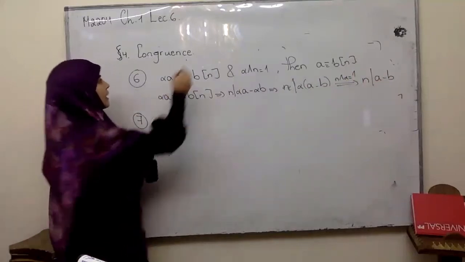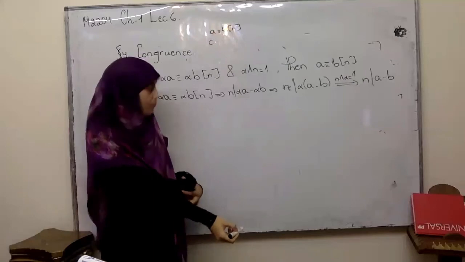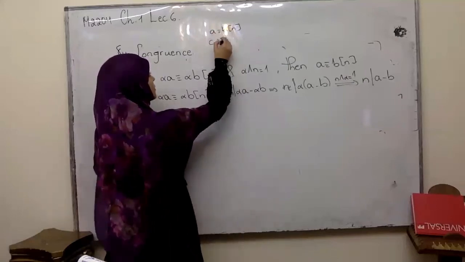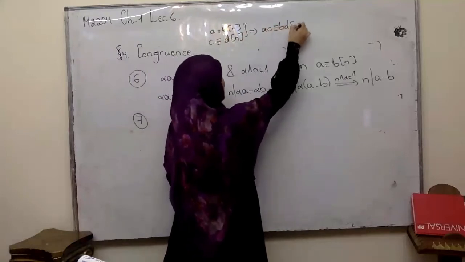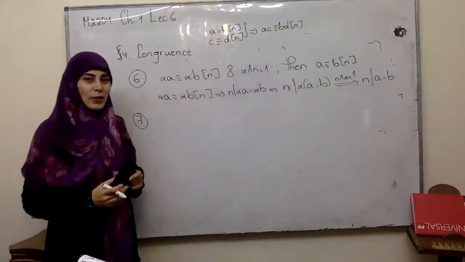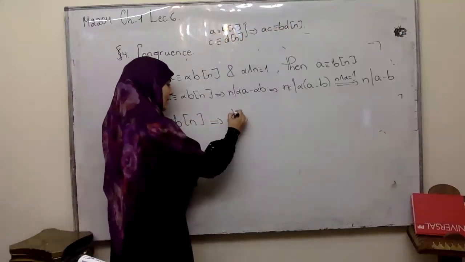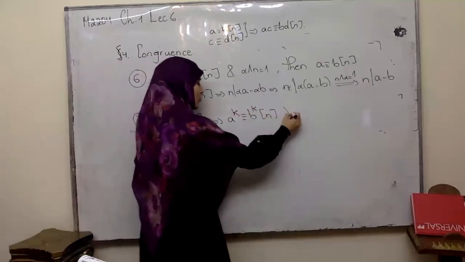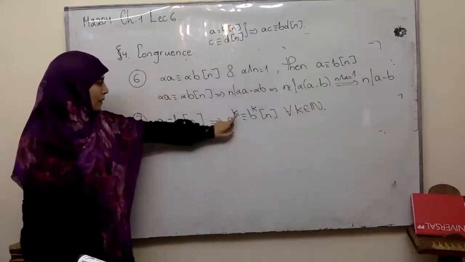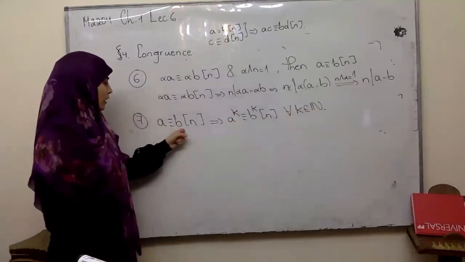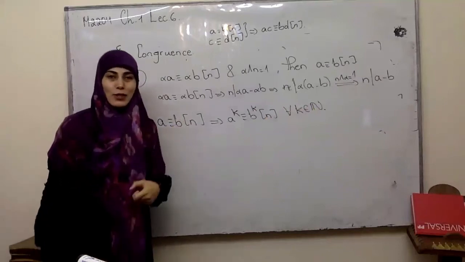Earlier we said that if A is congruent to B modulo N and C is congruent to D modulo N, then AC is congruent to BD modulo N. What do we conclude from this property? If A is congruent to B modulo N, then A^K is congruent to B^K modulo N for all K in the natural numbers. Is that right? Let's start with K equal to 2. I have A congruent to B modulo N and A congruent to B modulo N, so A times A is congruent to B times B modulo N, that is, A squared is congruent to B squared modulo N.